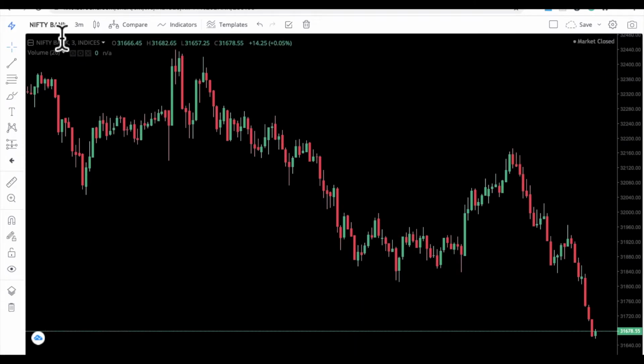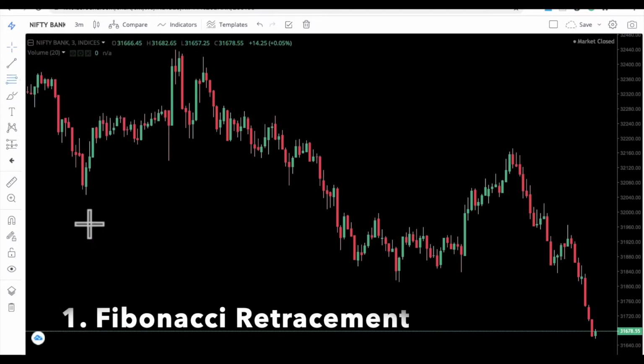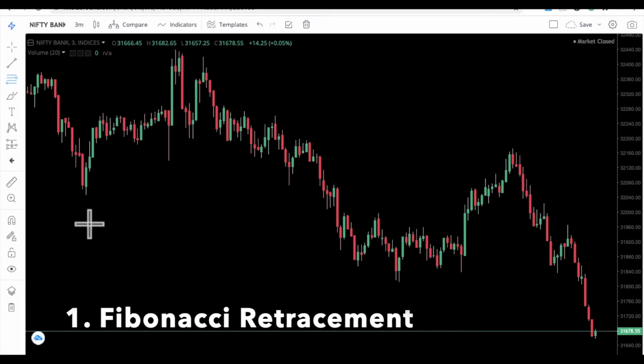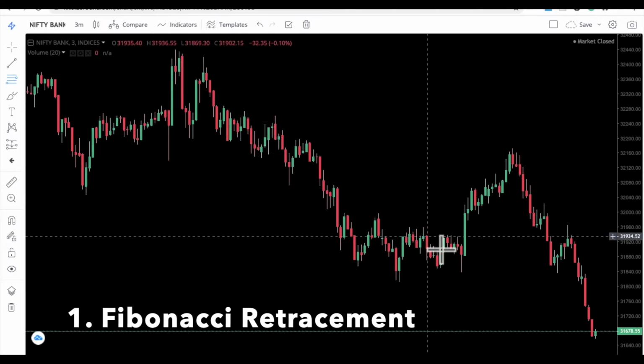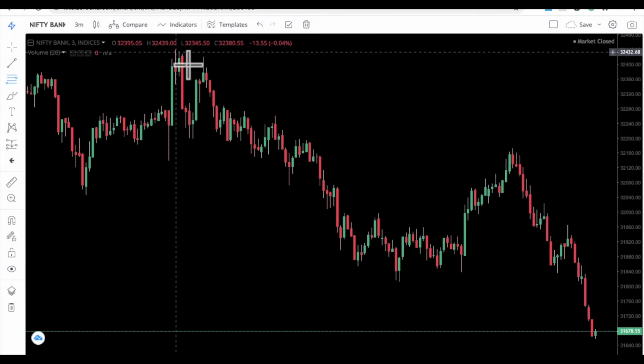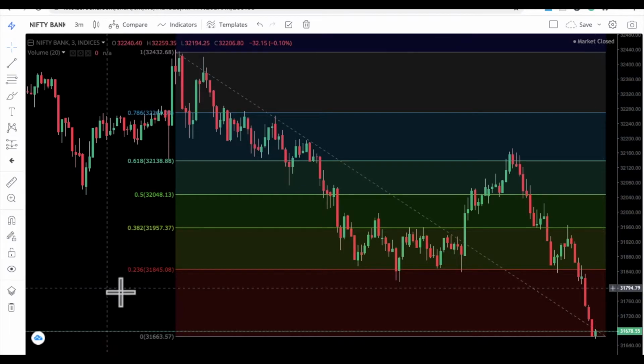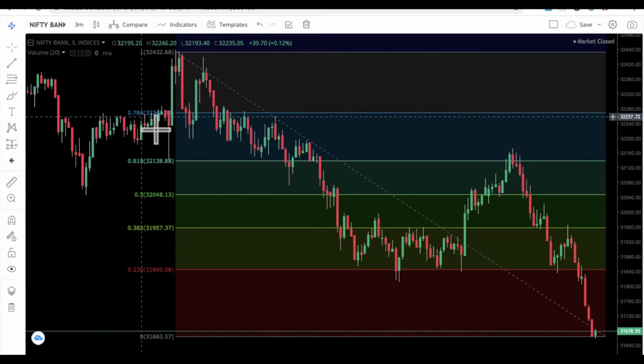I'm using Bank Nifty as an example, 3 minutes time frame. What I'll be doing now is using Fibonacci retracement as an example for static support and resistance level. Since the market is going down, Fibonacci has to be used from the top. So from here till here, if I take the Fibonacci level, we can see that 0.78 level has become a strong resistance level. Can you see how many times the market tried to breach this level?